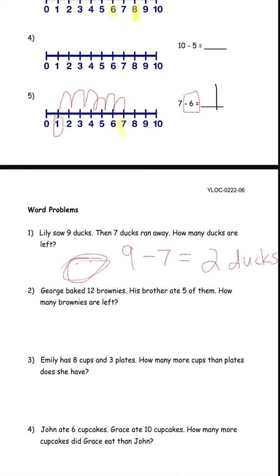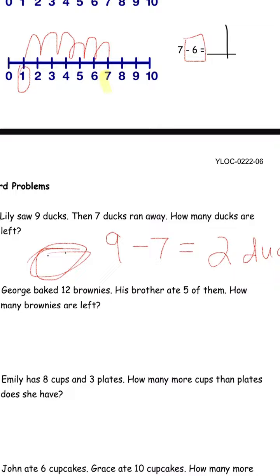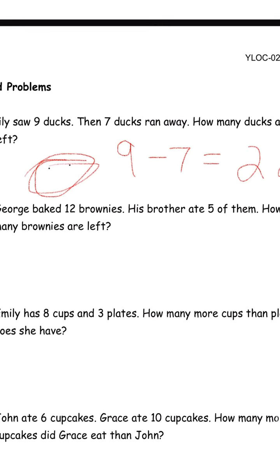And now number 2, George baked 12 brownies. His brother ate 5 of them. How many brownies are left? So we have 12 minus 5, right? 1, 2, 3, 4, 5, 6, 7, 8, 9, 10, 11, 12. Minus 5. 1, 2, 3, 4, 5. Now we have to count how many we have left. 1, 2, 3, 4, 5, 6, 7. So the answer would be 7 brownies.